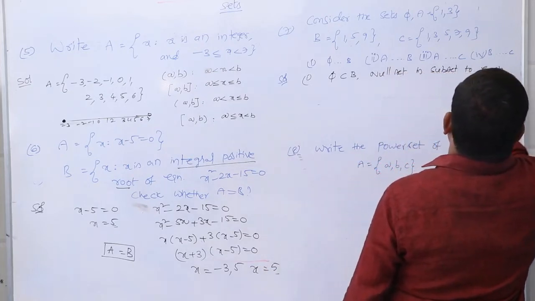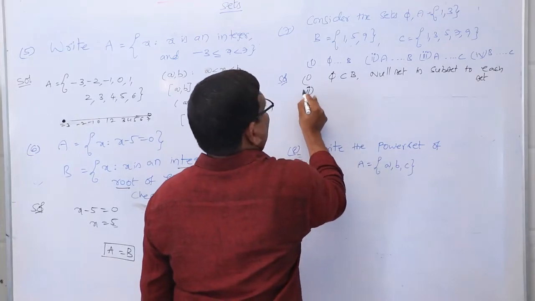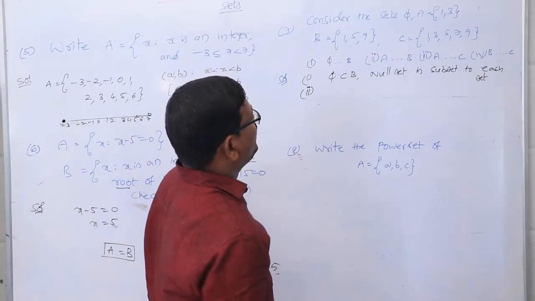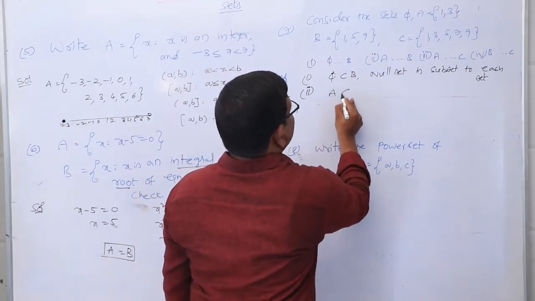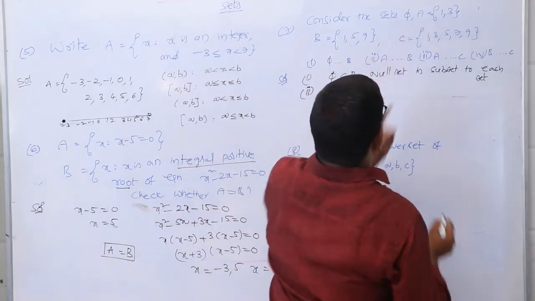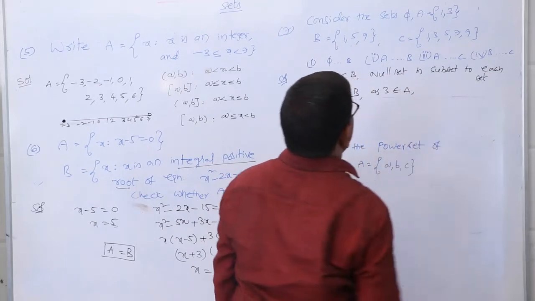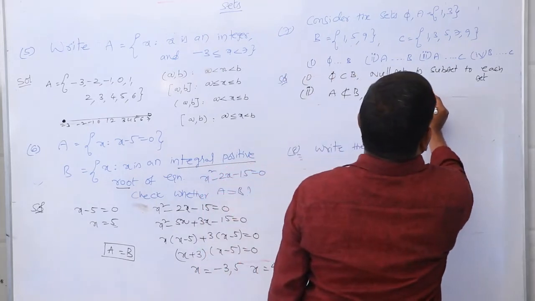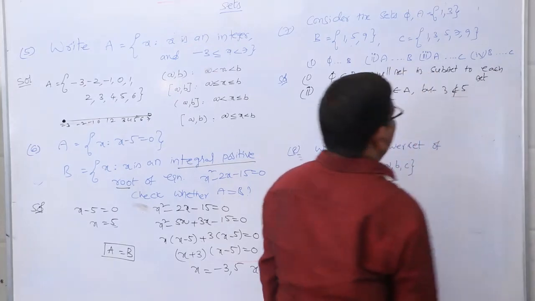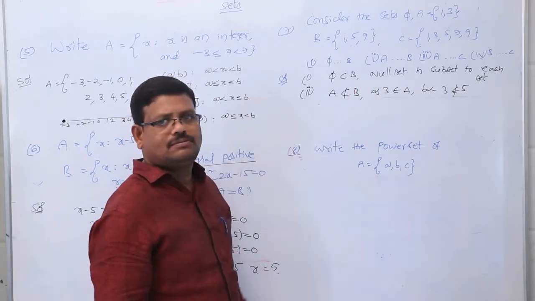And the second one: what is the relation between set A and set B? Here A is not a subset of B because in the set A, yes, 3 belongs to A, but 3 does not belong to B. Therefore, A is not a subset of B.